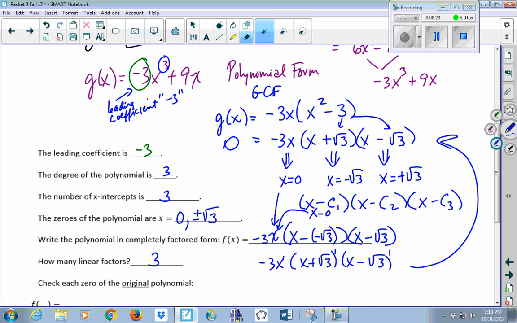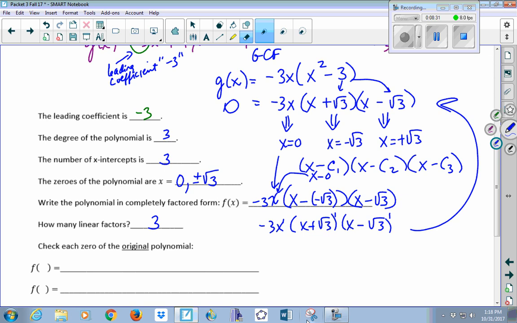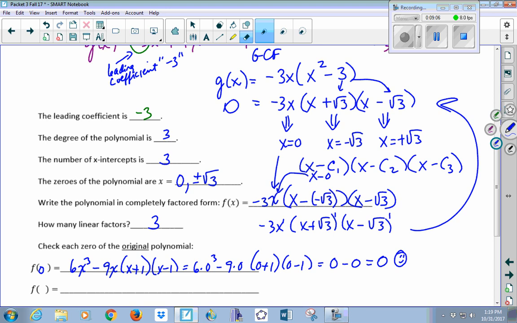Check out each 0 of the polynomial. So let's do that. We'll check out each 0 of the polynomial. I'll probably do 2 for you and leave you 1 to do on your own. So let's put in 0. We have to go back to our original polynomial in case we made a mistake somewhere along the line. We would never find it if we put our zeros in anywhere along here. So let's put a 0 in. We get 6 times 0 cubed minus 9 times 0 times 0 plus 1 times 0 minus 1. We get 0 minus 0 equals 0. You're a happy camper. So that checks.